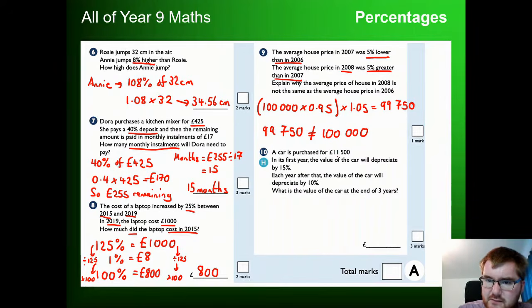So a car is purchased for £11,500. In the first year, it depreciates, so it goes downwards by 15%. And each year after that, the value of the car will depreciate by 10%.